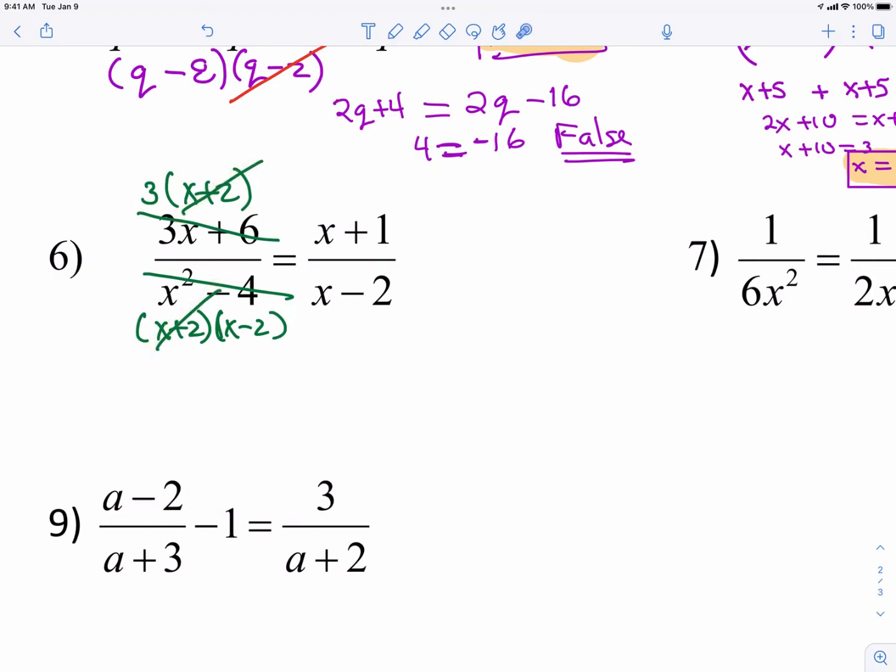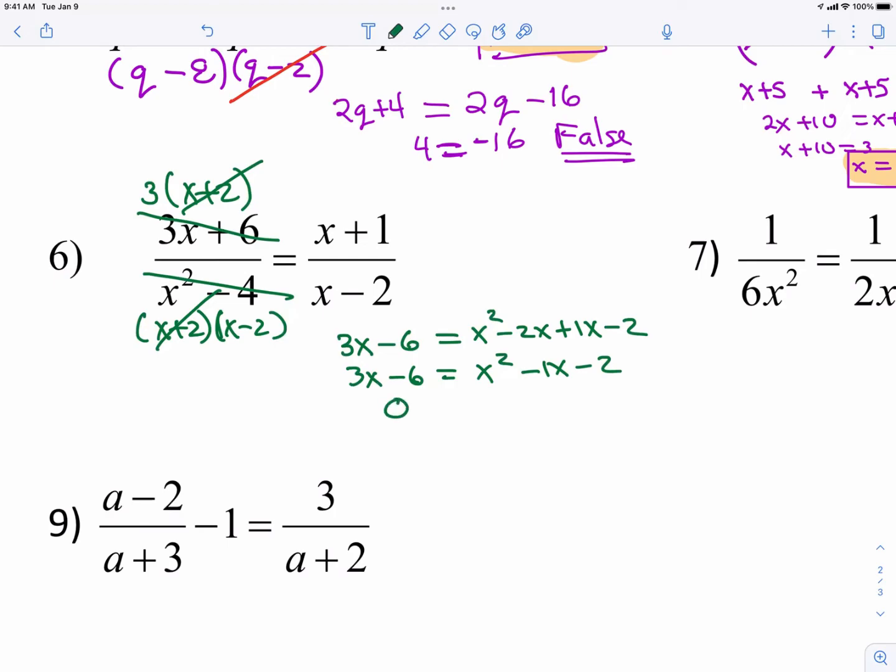So now we've got 3 over x minus 2 equals x plus 1 over x minus 2. All right, if you cross multiply, you'll be multiplying 3 times x minus 2. That's going to be 3x minus 6. Cross multiply this way, you're multiplying x minus 2 times x plus 1, and you'll distribute that. So that's going to be x squared minus 2x plus 1x minus 2. Collect your like terms. That's going to be x squared minus 1x minus 2.